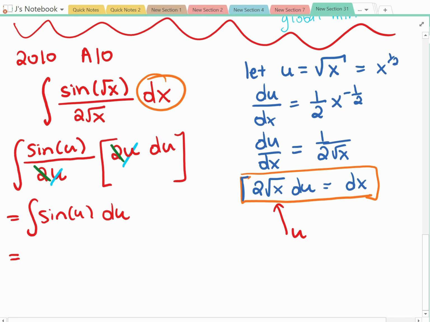So the integral of sine of u is negative cosine of u plus c. There's no bounds of integration, so there's an arbitrary constant. And then last step is replace u in terms of its x equivalent, so negative cos of the root of x plus c.